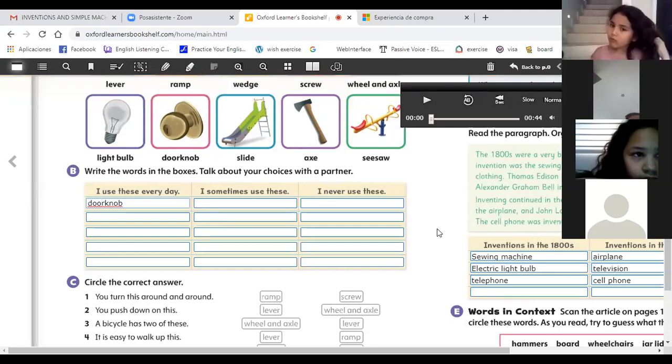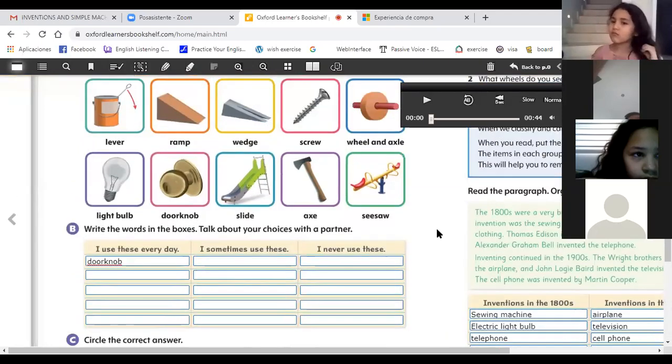Tell me another object that we use every day, guys. I'm going to give you some clues. I'm going to help you a little bit. At night or so early in the morning, we have to use this object to see in the darkness. What's the other object we use every day?